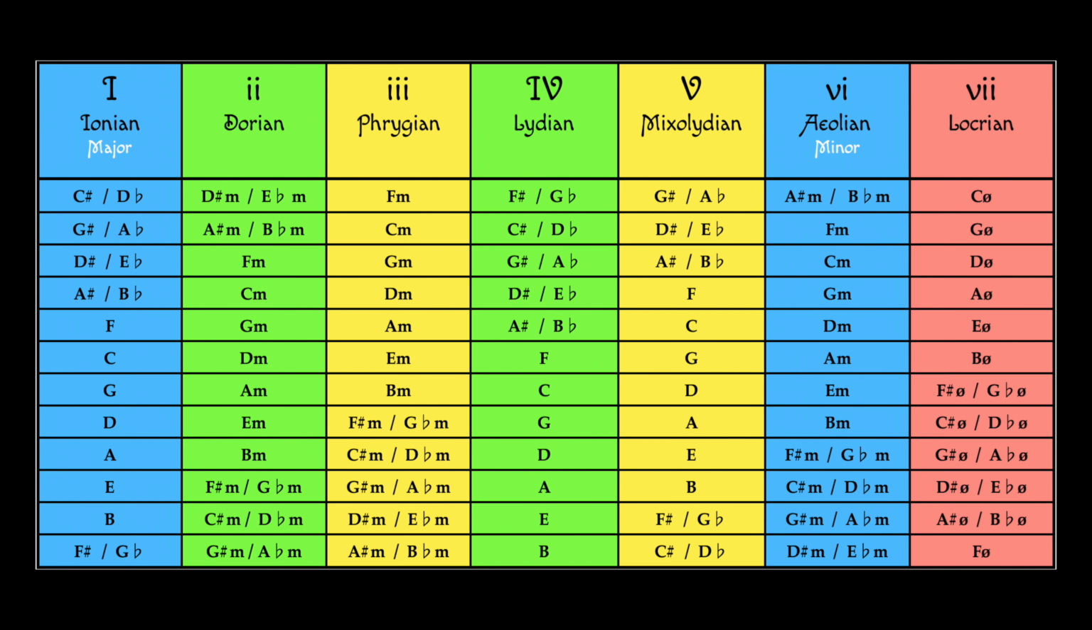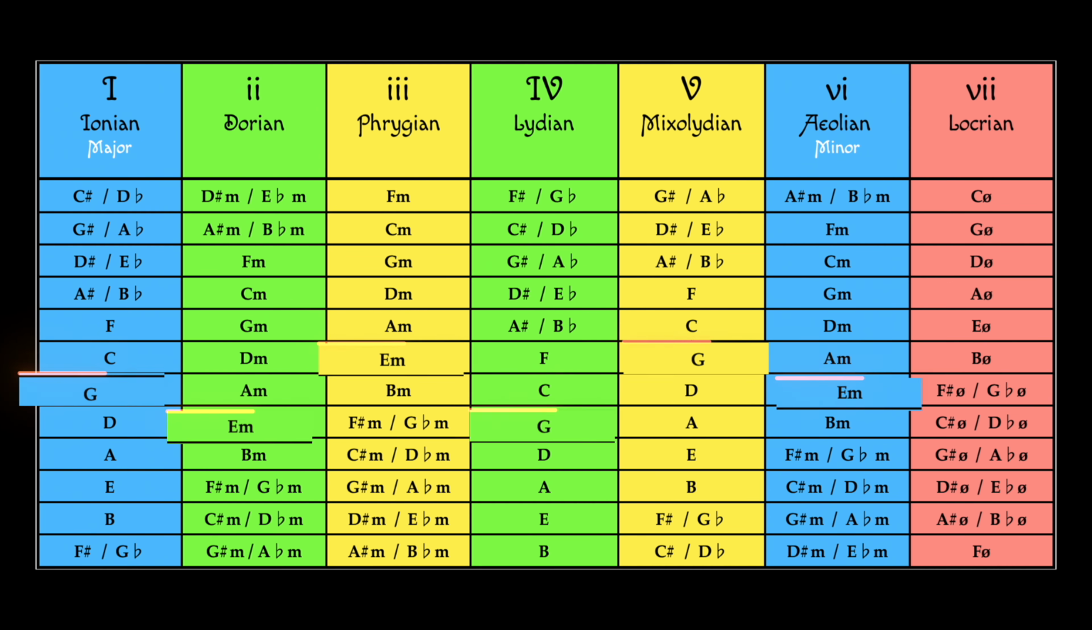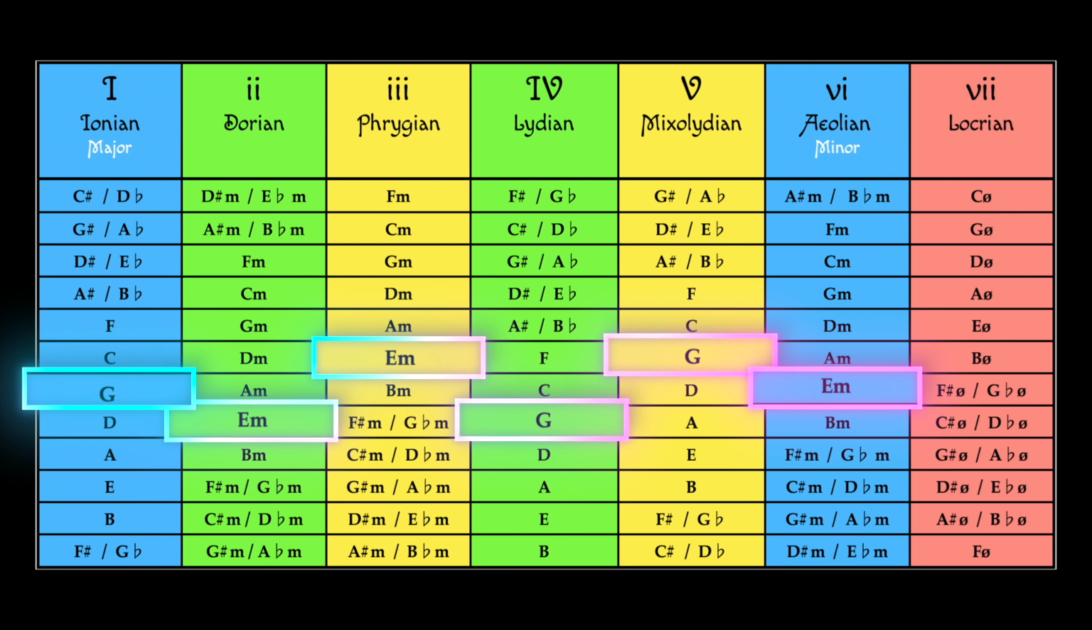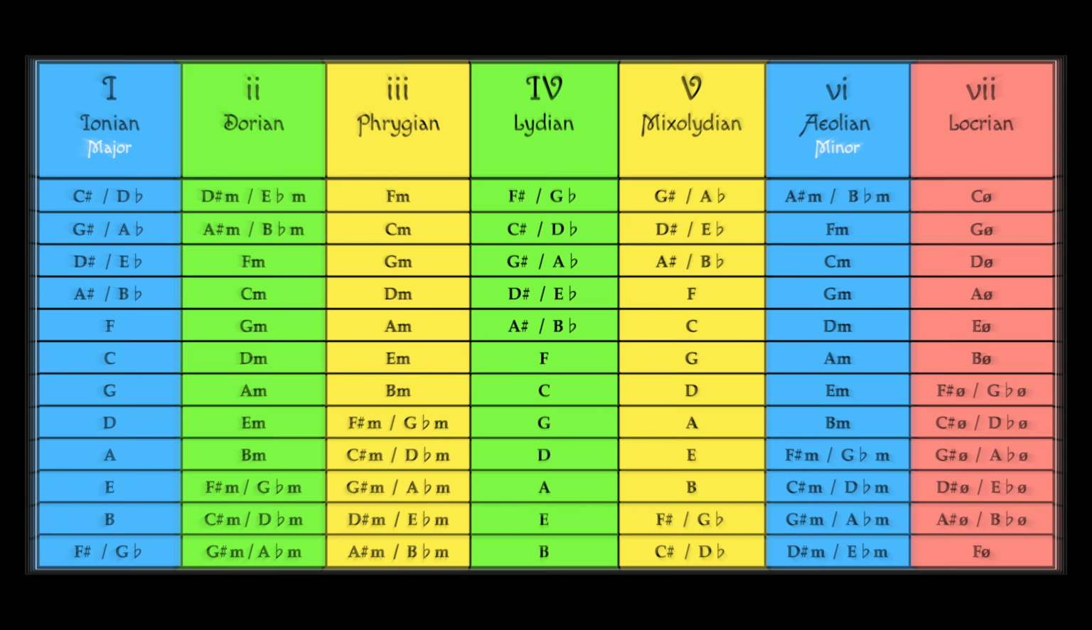So for example, wherever you find E minor and G major in the matrix, they're always relatives of each other. And this is true for every major and every minor chord. There's always a relative to it. Why am I telling you this?